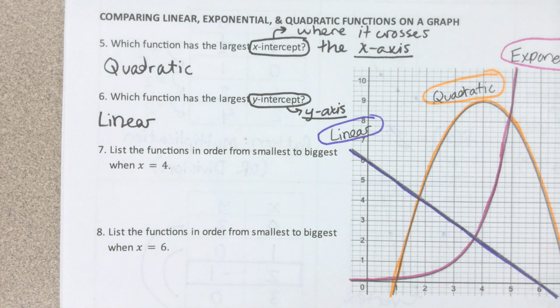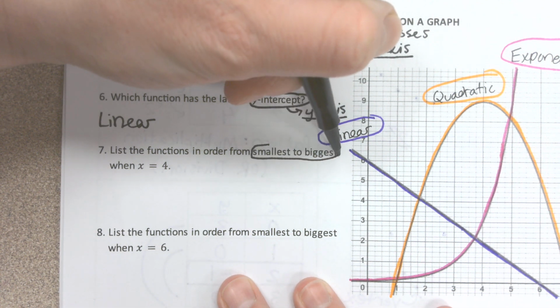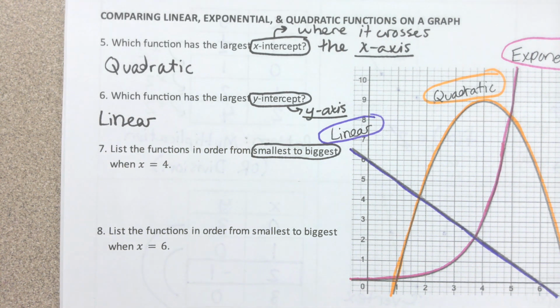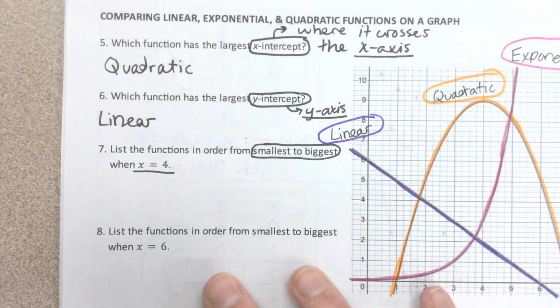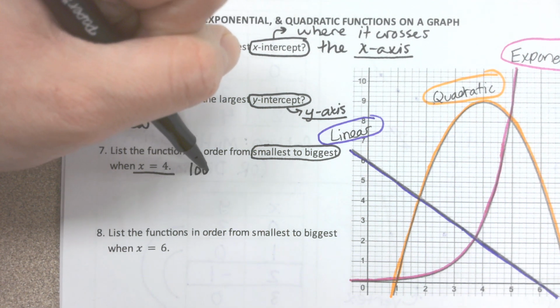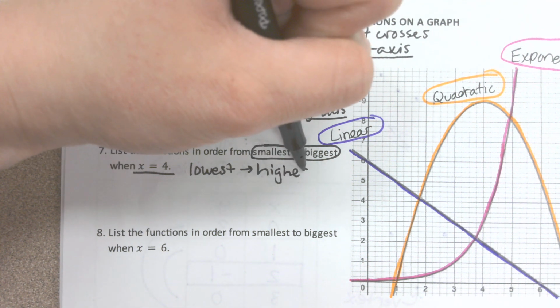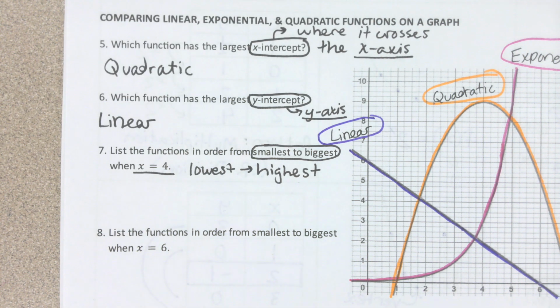Number 7, list the functions in order from smallest to biggest. I'm going to come back to that terminology in just a sec. When x equals 4. When it says smallest to biggest, from a visual standpoint, what you're looking for is lowest to highest. That's the easiest way to view this problem and get directly to the answer.